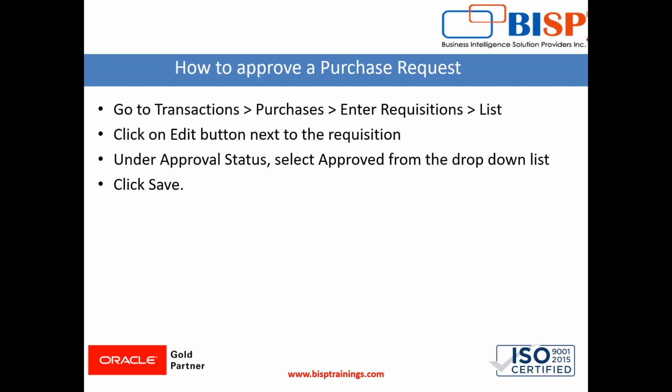For approving the same, we went to the transactions, purchases, enter requisitions and list, and we clicked the edit button which was next to the requisition, and we changed the approval status from pending approval to approved, and then we saved it. That's all for today's video.